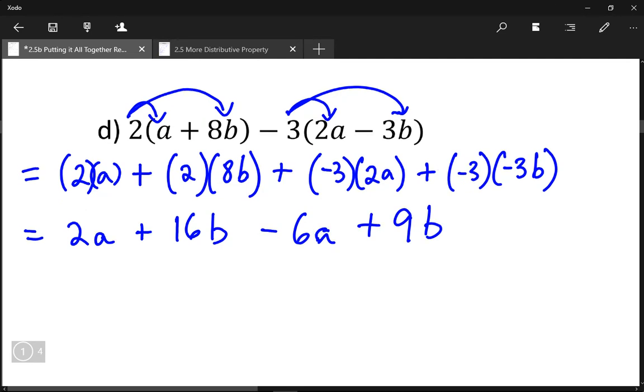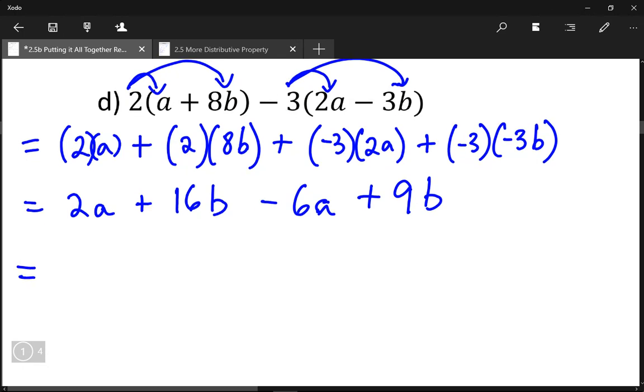Then I collect like terms. 2A minus 6A gives me minus 4A. And 16B plus 9B is 25B. So plus 25B. Okay, and there's my simplified form.